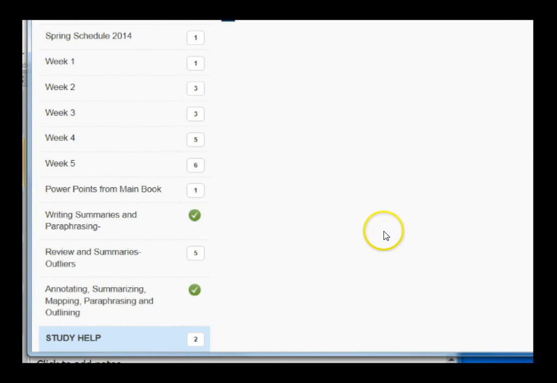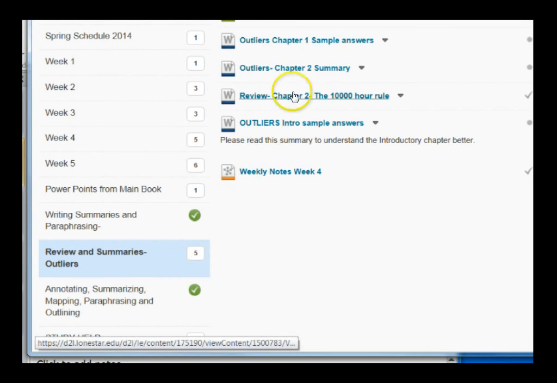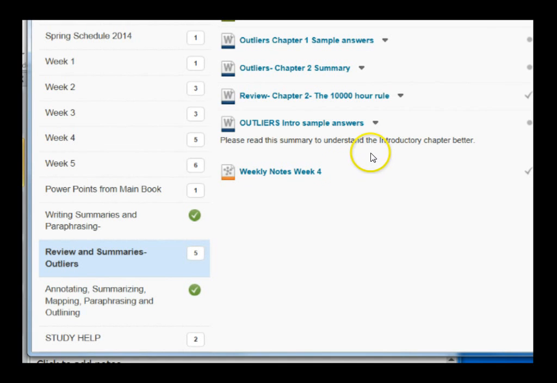The next thing that you're going to find is the reviews and summaries from outliers. I hope that you are looking at this because here I give you a summary of the chapter and also sample answers. We have sample answers for each question. You can compare your answers to the ones that are here. So in case you didn't understand something, reading the summary and the sample answers is a great idea.